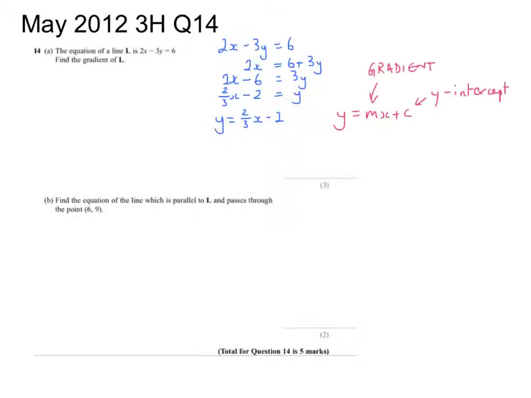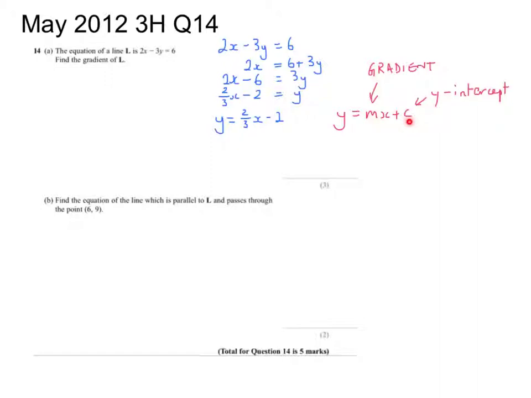So I think the simplest way to find the gradient of this line is to rearrange and have y equals mx plus c. So we start off with 2x minus 3y equals 6. I'm doing some basic algebra, rearranging to get y as the subject, and y is then 2 over 3x minus 2. It should be fairly obvious to you by comparison with y equals mx plus c, where m is the gradient and c is where the line crosses the y-axis.